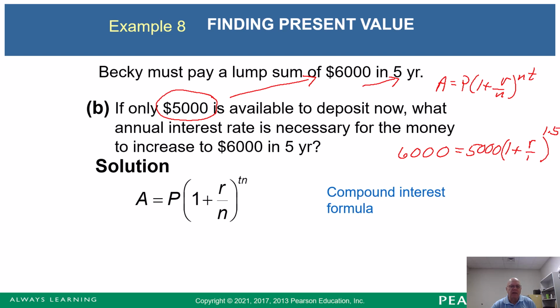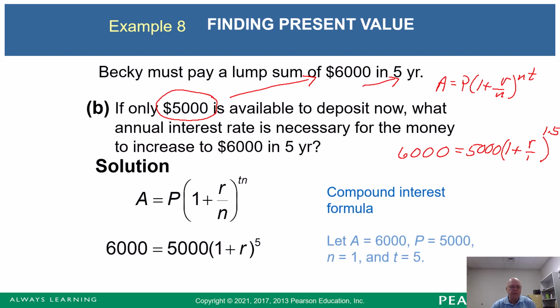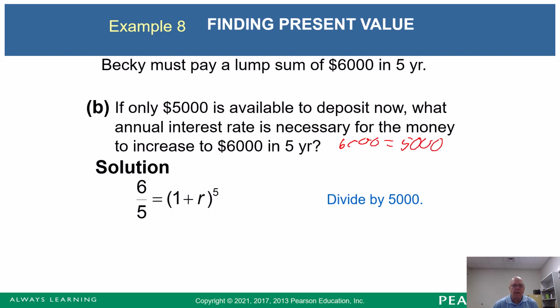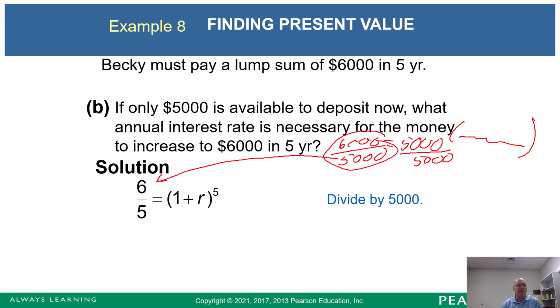Here we go. There's our formula. Put the numbers in. Six over 5. That's dividing both sides by 5,000. Remember, we had 6,000 equals 5,000 times this thing here. That's where the 6/5 comes from. 5,000 like here, and 5,000 there. So this becomes 6/5, just in case you got lost.